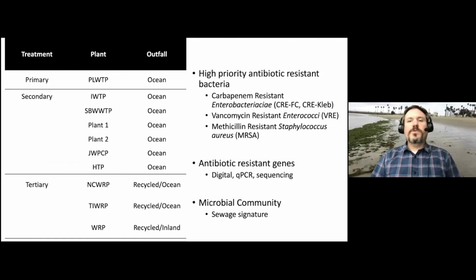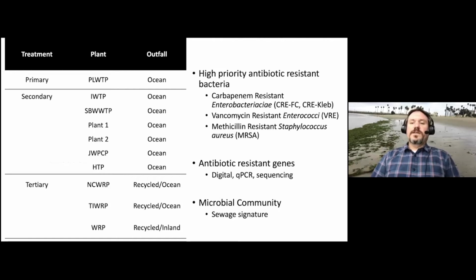So the way we went about this, our approach was to get as many different treatment plants as we could in Southern California, and we got 10 with treatment that ranged from primary all the way to tertiary treatment, so very limited treatment all the way to very, very high level recycled water treatment.